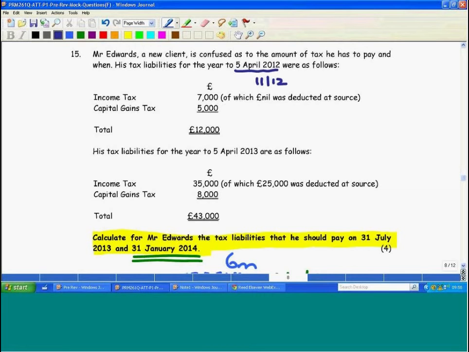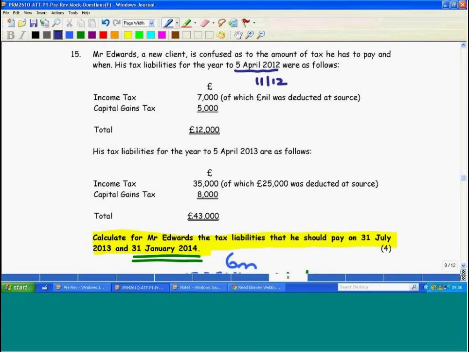So for income tax purposes, £7,000, capital gains £5,000. Now remember, we don't make payments on account for capital gains tax. We assume capital gains tax is a one-off, these gains are a one-off, and if you're making continuous gains, then the revenue are always going to question whether or not you're actually trading. So capital gains tax we pay in full, we don't make any advance payments.